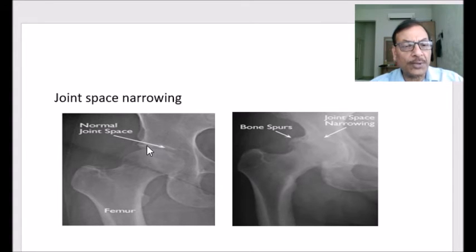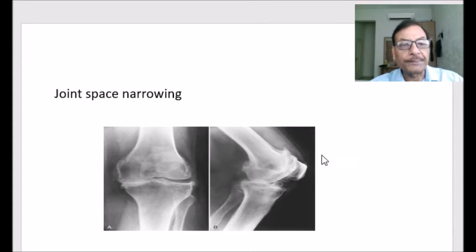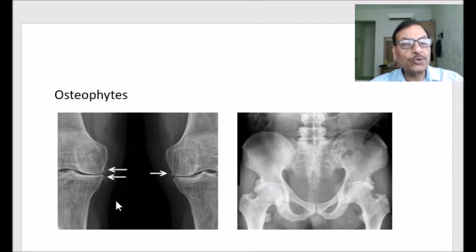This is the normal joint space of the hip, and this is an abnormal joint space, meaning it is decreased, almost not seen. Let us see in the knee, on the medial side the joint space is almost nil. You can see it in the patellofemoral joint. This also has decreased joint space. The osteophytes are usually seen on the articular margins on either side. So you can see it on the medial side. This is an osteophyte. Here in the hip also we can see osteophytes.